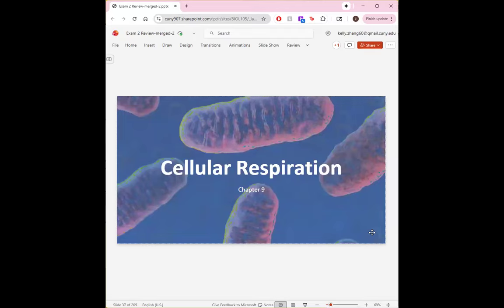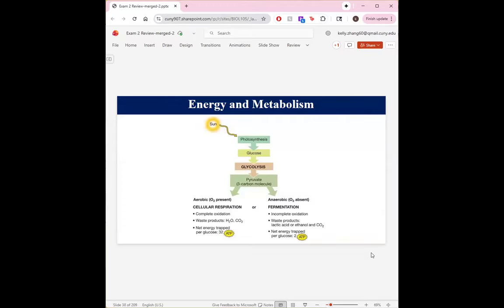So that was chapter 8. Chapter 9. So we're going to start off with energy and metabolism. We start off with the sun providing energy for plants to photosynthesize, which then produces glucose, which is used in glycolysis, which then produces pyruvate. So once we have pyruvate, we can go into two different pathways.